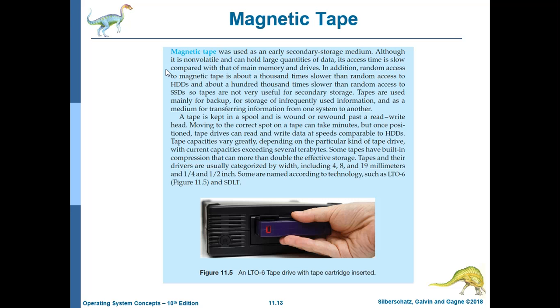Okay, next we have the magnetic tape. Let me read the text. Magnetic tape was used as an early secondary storage medium. Although it is non-volatile and can hold large quantities of data, its access time is slow compared with that of main memory and drives. In addition, random access to magnetic tape is about 1,000 times slower than random access to hard disk drives and about 100 times slower than random access to SSD.